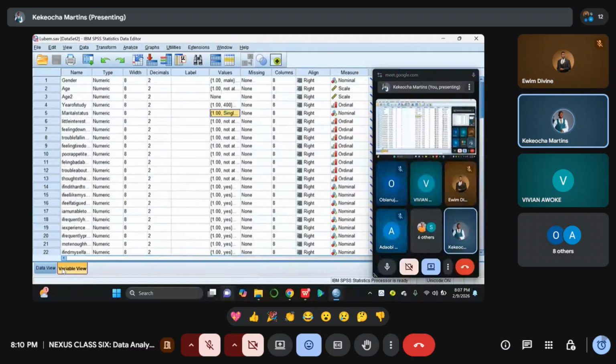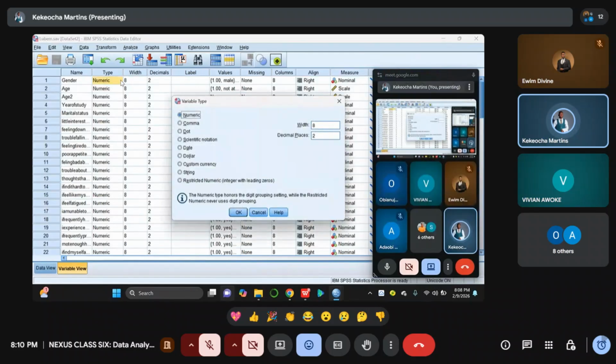If you come over to variable view, this is where you put in background information on what your data should look like. Under gender, remember I said we want to be entering them with numbers. Here you choose the type of variable you are going to be entering. If it's a number, you choose numeric.